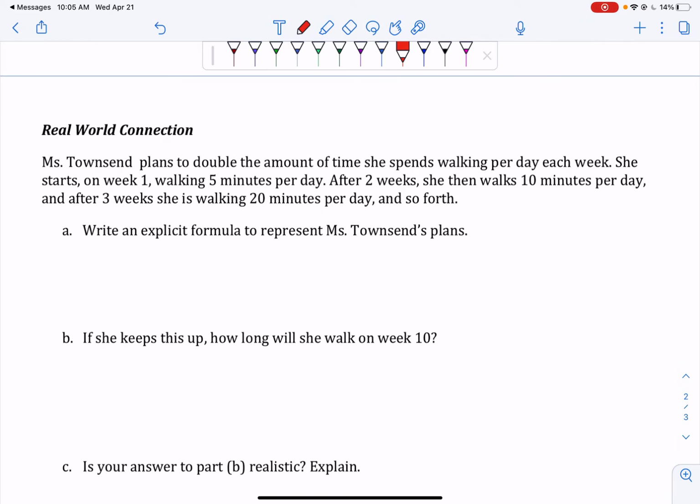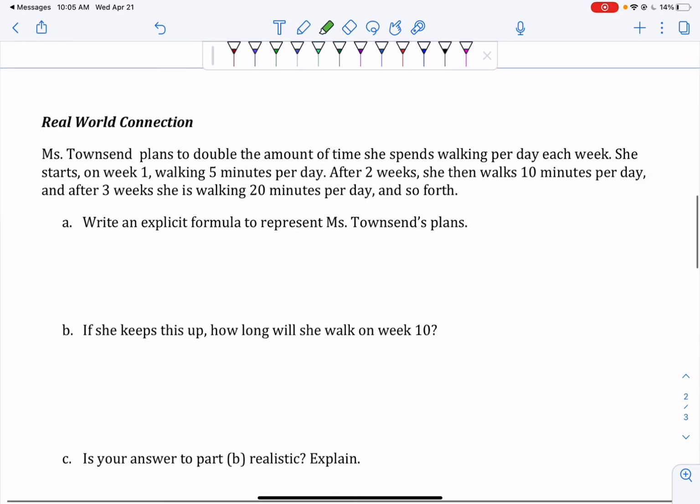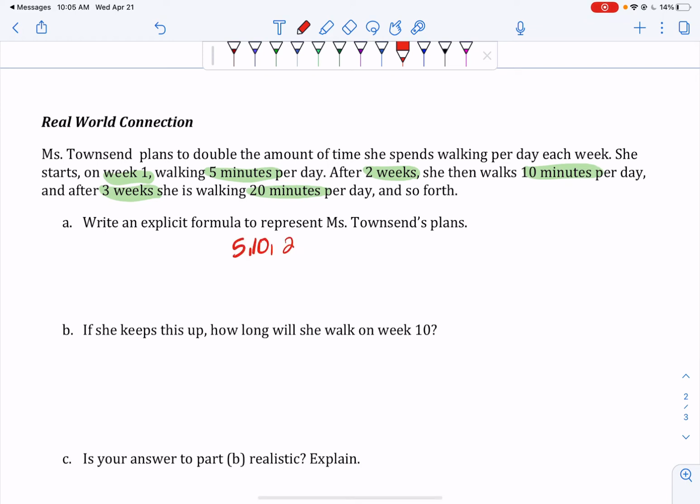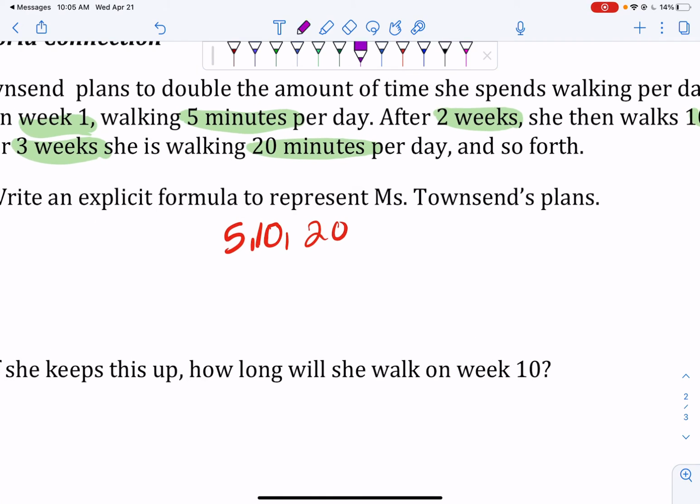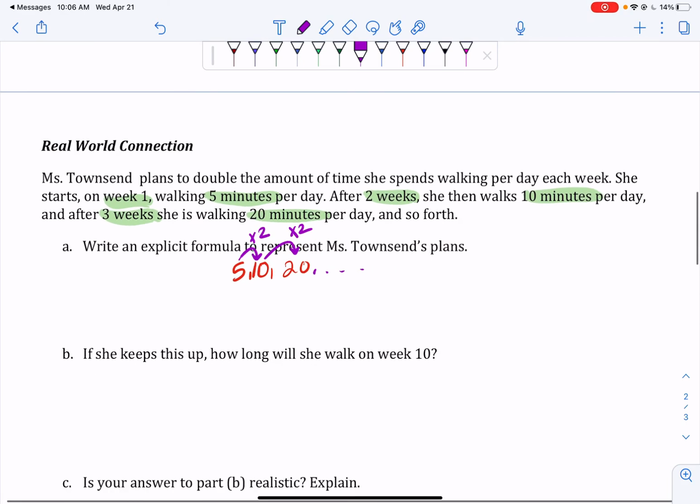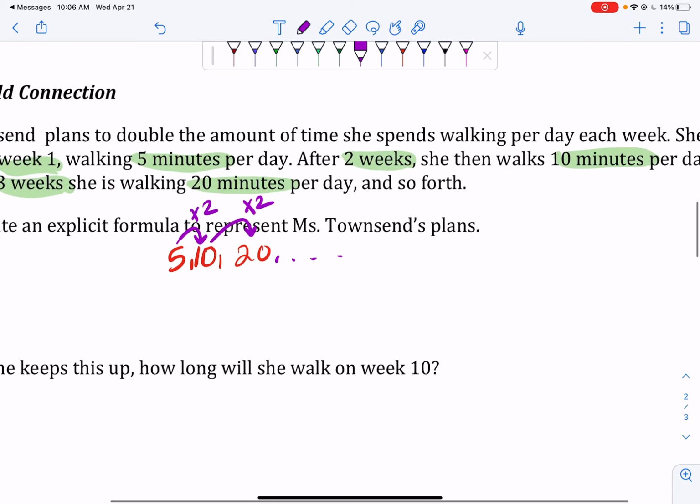So the first thing I'm going to do is highlight some things. Week 1, we're at 5 minutes. 2 weeks, we're at 10 minutes. 3 weeks, we're at 20 minutes. So I'm going to rewrite those numbers: 5, 10, 20. When I go from a 5 to a 10, what do I multiply by? Times 2. When I go from a 10 to a 20, what do I multiply by? Times 2. So I can see that this is geometric, so I can write an explicit formula.